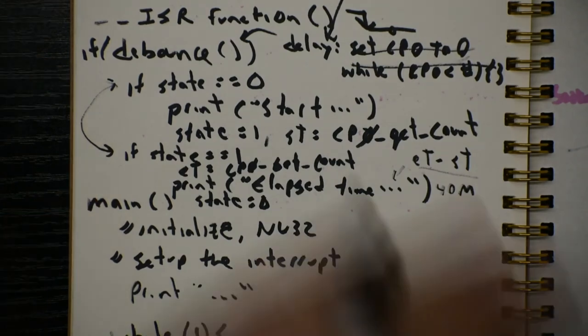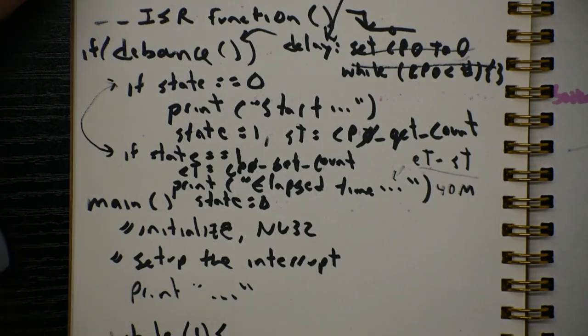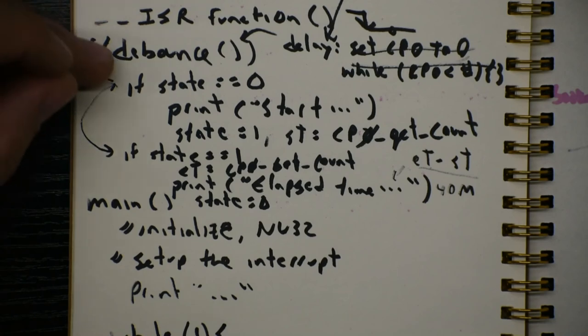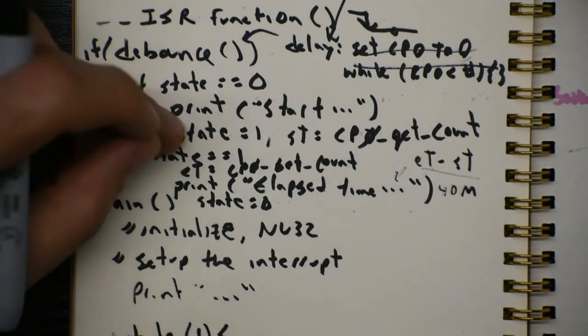And don't try to write this whole thing at once, obviously. Start with a sample code that just blinks a light every time the button is pushed. Add your debounce to make sure it doesn't blink too often. And then start adding states with print statements to help you.